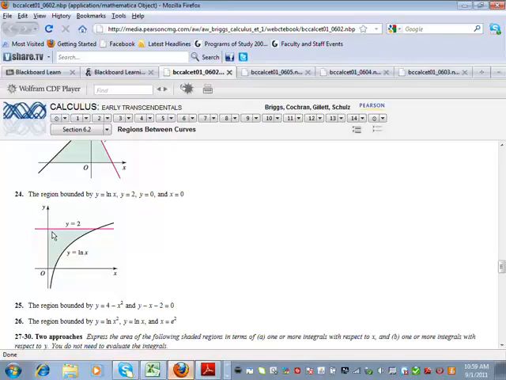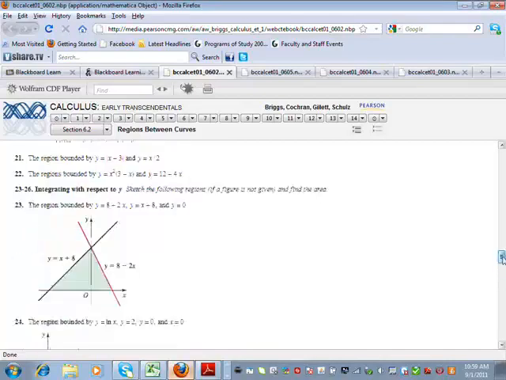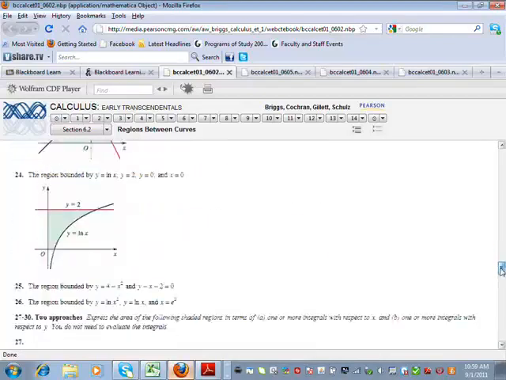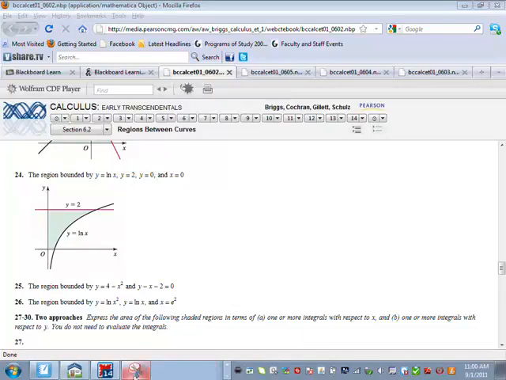this one's kind of tough, right? 2 minus the natural log of x. So you're doing this. Now, do this with respect to y? With respect to y. Okay, so it should only be with respect to y. No x's, only with respect to y. So y equals the natural log of x. Uh-oh. Let's go ahead and do it.